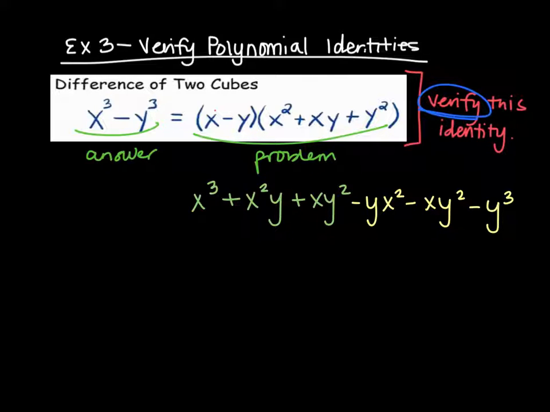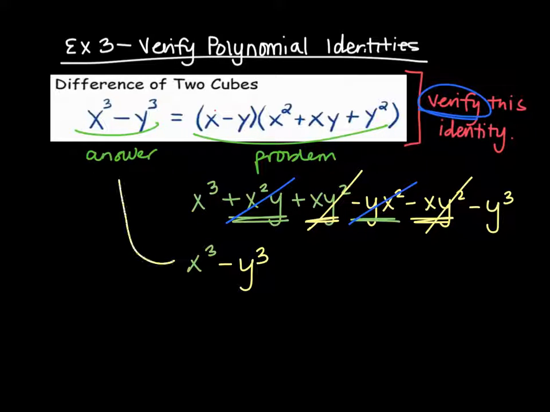X to the third has nothing to go with, so it's going to come down, x to the third. X squared y and negative y x squared, even though those are in the opposite order, they're still the same thing, right? That's still two x's and a y all being multiplied together. And hopefully you recognize that since one's positive and one's negative, those cancel. The same thing is going to happen with my xy squareds. Those are actually in the same order this time, so those are also going to cancel. And then I'm left with minus y to the third, which is exactly what they told me the answer was going to be.